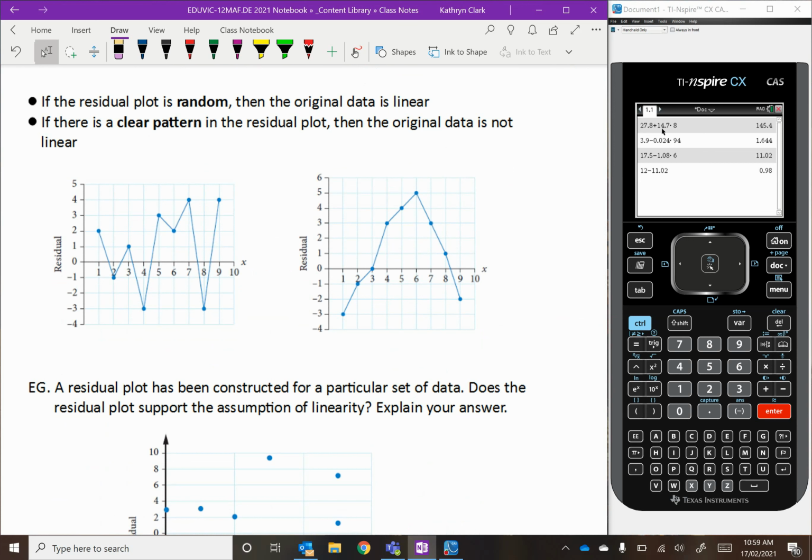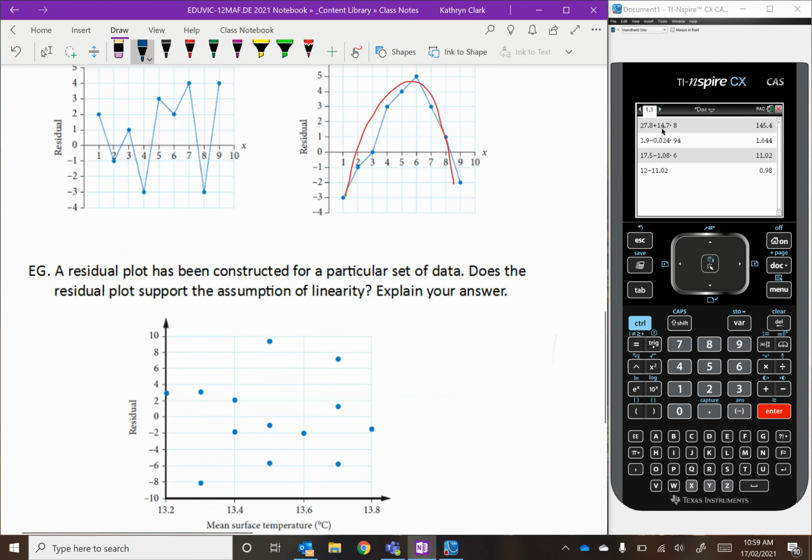And what we're looking for is a random pattern. So if the residual plot shows random points all over the place, then our original data will be linear. But if there is a clear pattern, such as in this one where we have kind of like a curve, or it could be a curve that looks like this, then that suggests that our data is nonlinear.